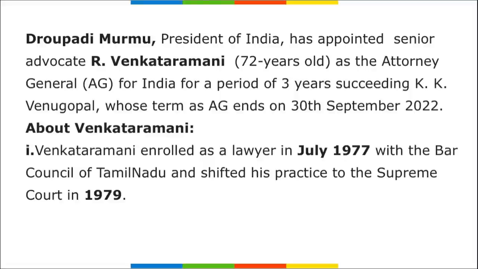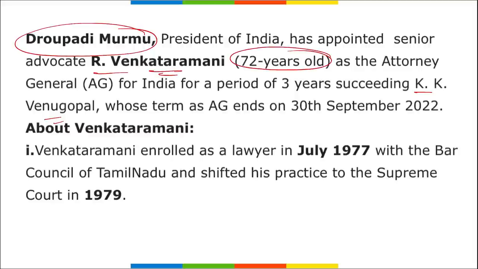Highly important. He will be replacing whom? He will be replacing K.K. Venugopal ji, who was the Attorney General of India, and now Draupadi Murmu ma'am, President of India, has appointed Senior Advocate R. Venkata Ramaniji, who is 72 years of age, as the Attorney General of India for a period of 3 years. He will be succeeding K.K. Venugopal, whose term ended on 30th of September 2022.